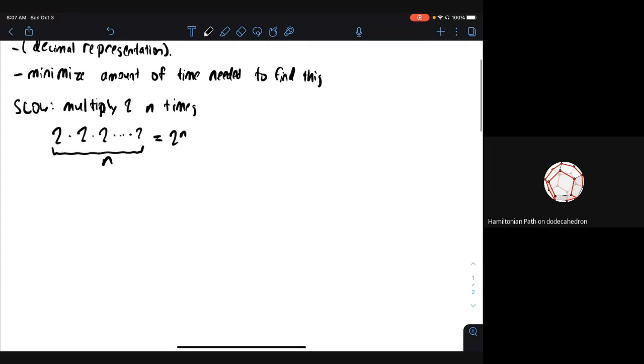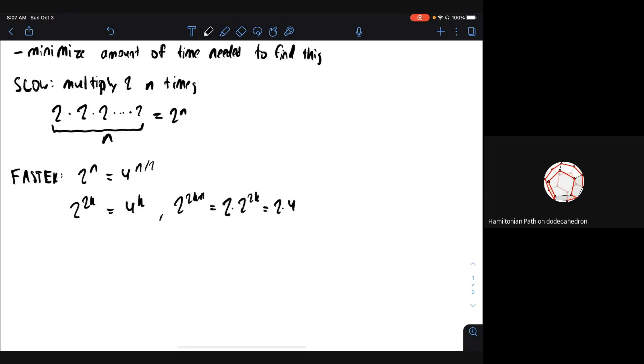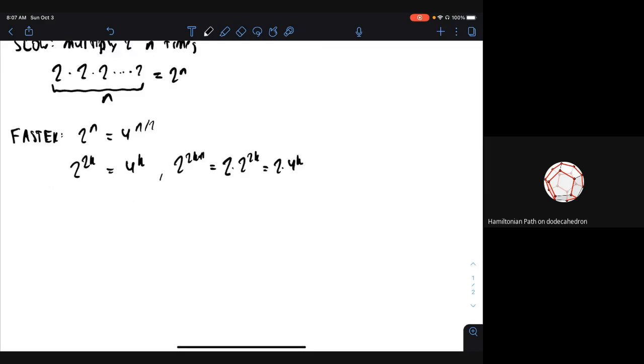Yeah, this is good. So 2 to the n equals 4 to the n by 2. Since we don't want to deal with halves, there's some detail with the exponent mod 2. So what we do to deal with that is this. 2 to the 2k equals 4 to the k. And then 2 to the 2k plus 1 is 2 times 2 to the 2k, which is 2 times 4 to the k.